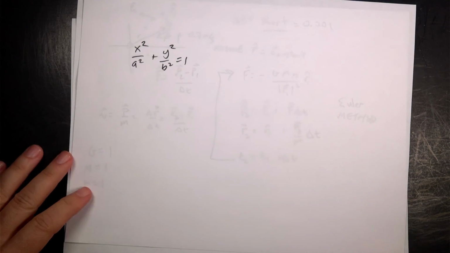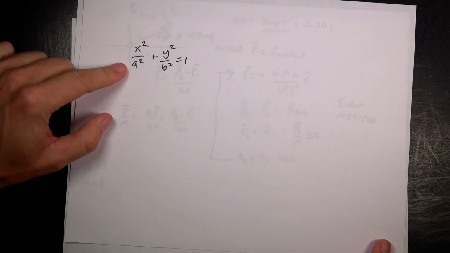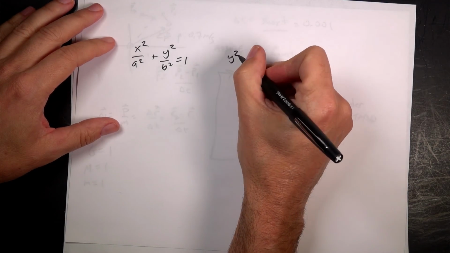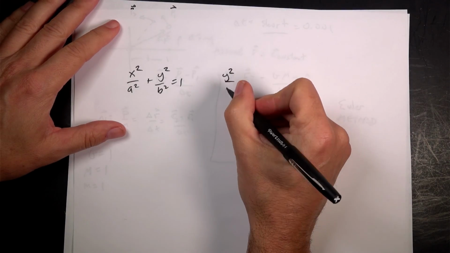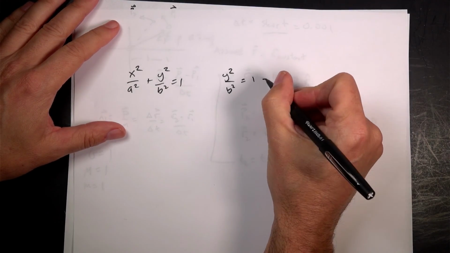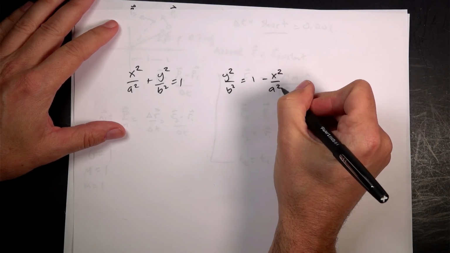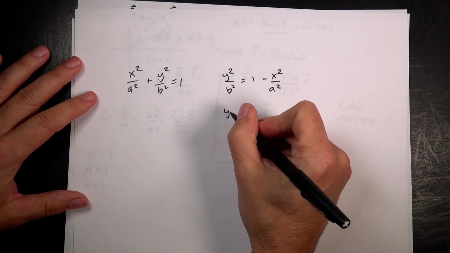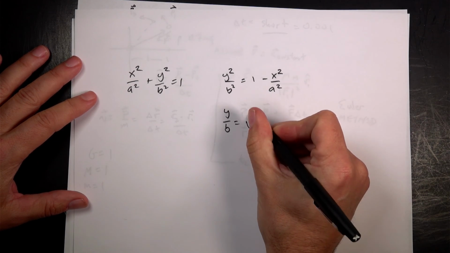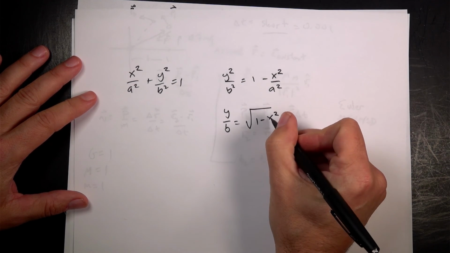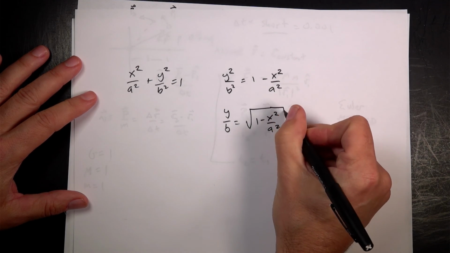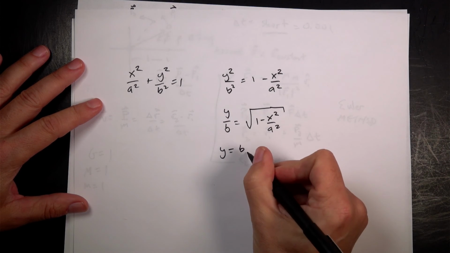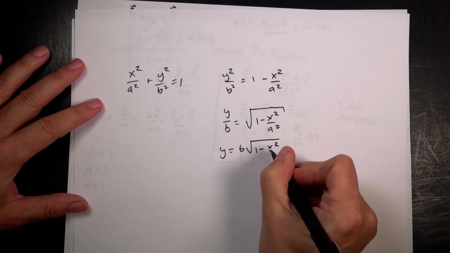There's more than one way to graph an ellipse, but what I'm going to do is solve this for y. So let's subtract this from both sides. I get y squared over b squared equals 1 minus x squared over a squared. Now I'm going to take the square root of both sides. So I can say y over b is the square root of 1 minus x squared over a squared. And now I'll multiply both sides by b, and I get y equals b times the square root of 1 minus x squared over a squared.